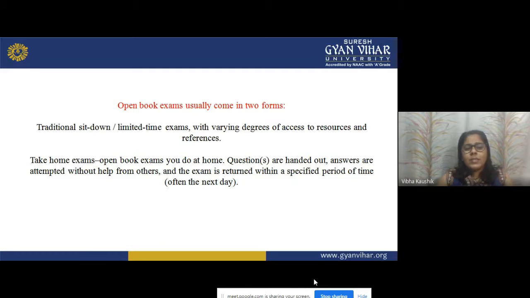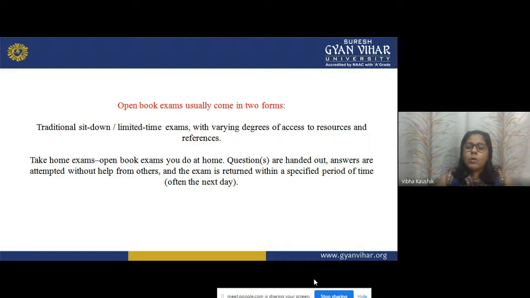Take home exam. The second form is take home exam. Means a teacher will give you the examination paper related to the open book exam, and you have to go to your home where you will sit and write down the answers which are being asked in the open book exam. Take home exams. Open book exams you do at home. Means the second form is where you are allowed to go home and do your exams.